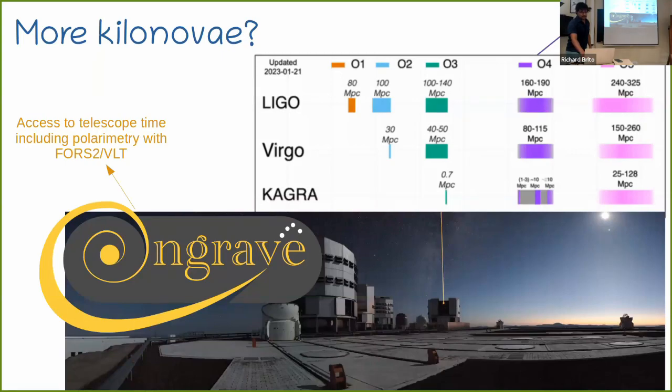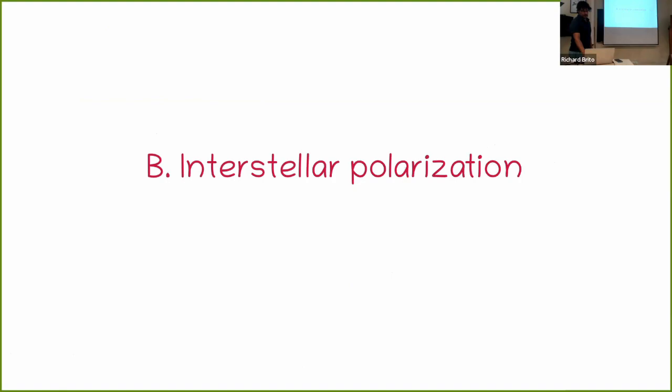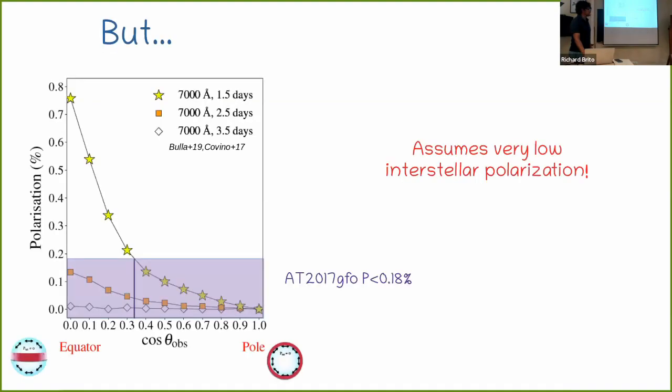And yeah, so here we're talking about 0.18 for this case for polarization, but really this assumes that interstellar polarization is very low. Interstellar polarization is another thing that creates polarization, and it's dust in the line of sight. And I'm going to talk about that.